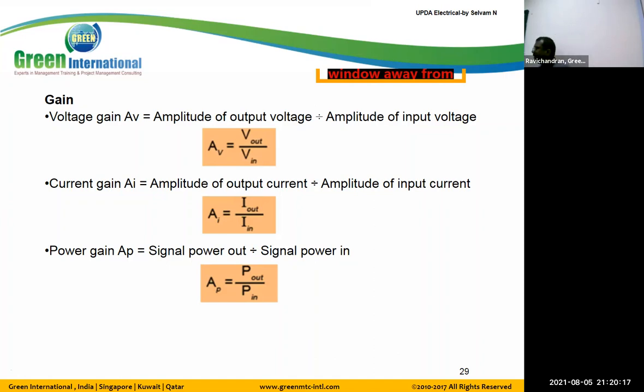Voltage gain, current gain, power gain. Gain means output over input, so output voltage over input voltage, output current over input current, like this. But here, by using this formula, the gain is unitless, because we divide voltage by voltage. So we have no unit if we are using this formula.